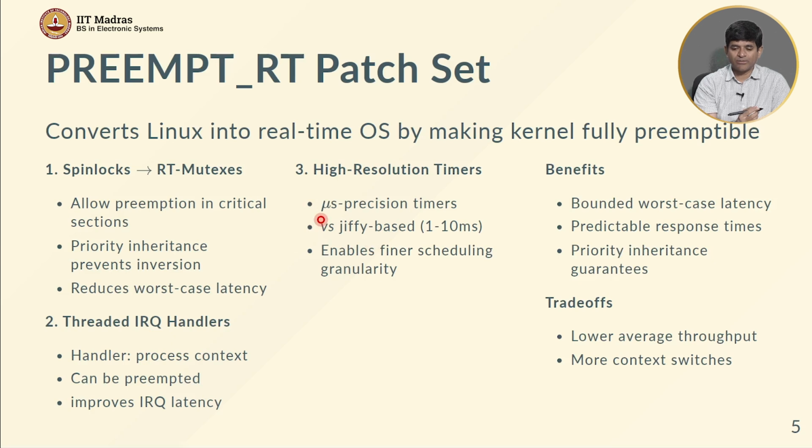These high resolution timers allow a finer granularity of scheduling, at least at the tens of microseconds scale potentially, right. So, rather than 1 millisecond, bringing it down probably by a factor of 10 or more, okay. So, it allows you to have more fine grained control over the resolution. All of these things are introduced with the primary purpose of bounding the worst case latency, putting a limit on how bad the worst case latency can be and making response times predictable, right.